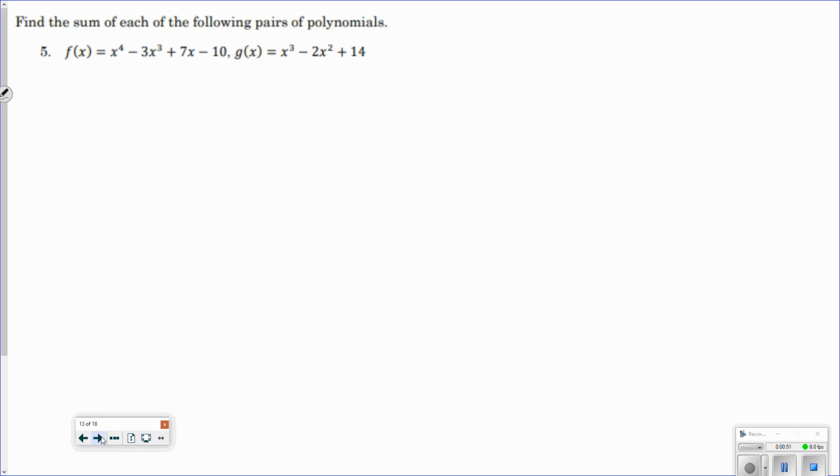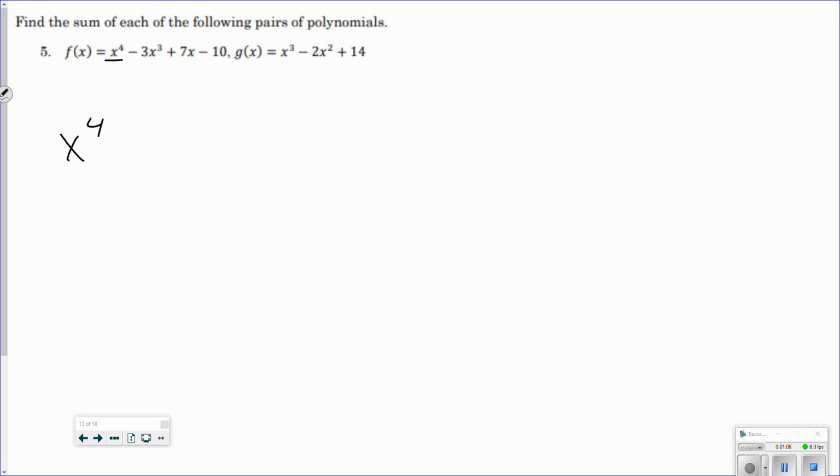For number 5, we're going to find the sum, so we're just going to add like terms. What I can do is figure out the highest degree of the whole thing. That's x to the 4th. I start from x to the 4th and work my way down. I don't have any other x to the 4ths here, so x to the 4th.